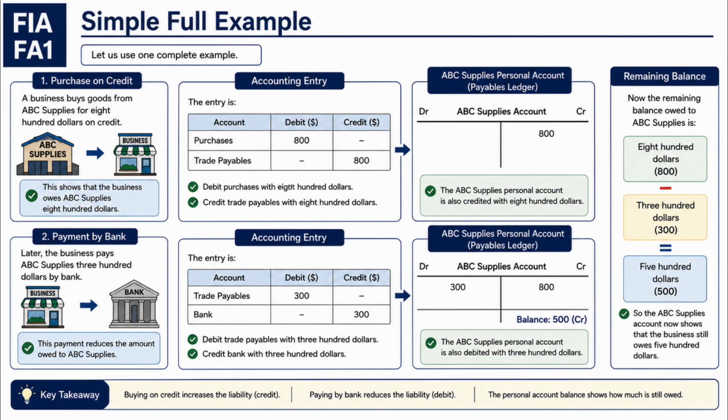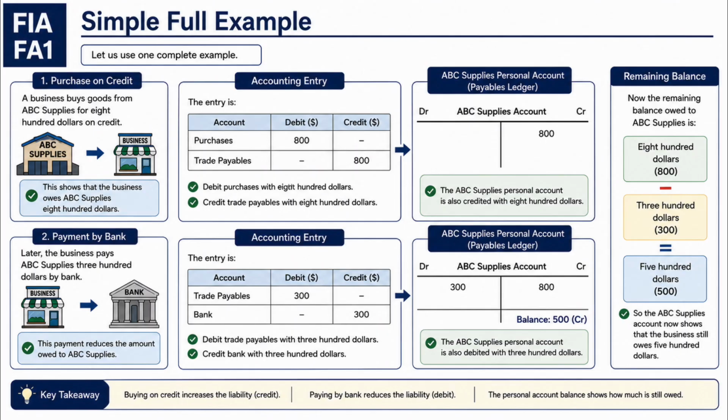Simple full example. Let us use one complete example. A business buys goods from ABC Supplies for $800 on credit. The entry is debit purchases with $800. Credit trade payables with $800. The ABC Supplies personal account is also credited with $800. This shows that the business owes ABC Supplies $800.